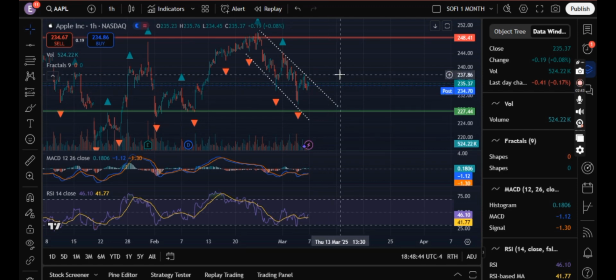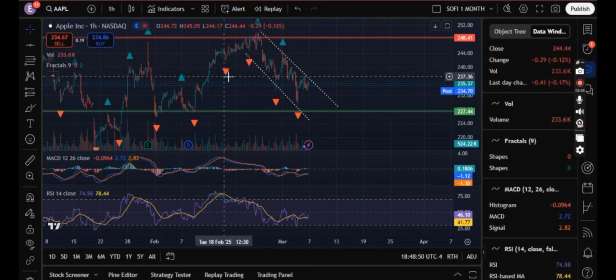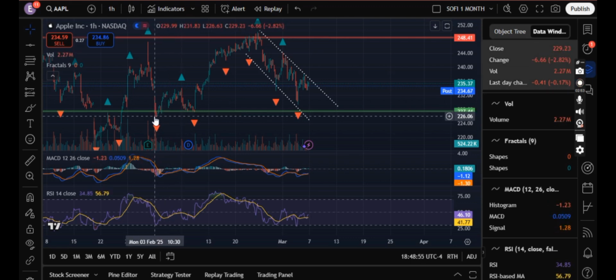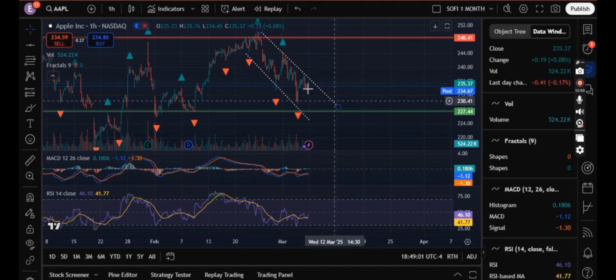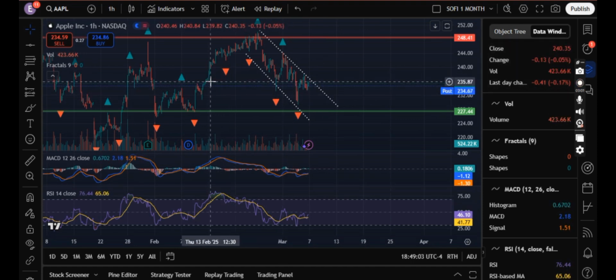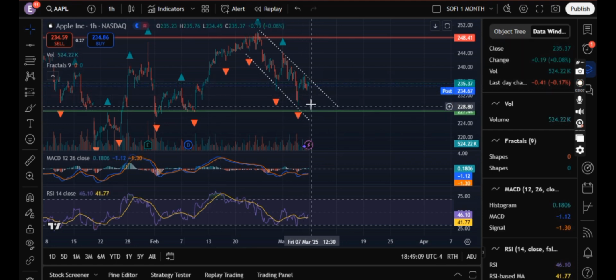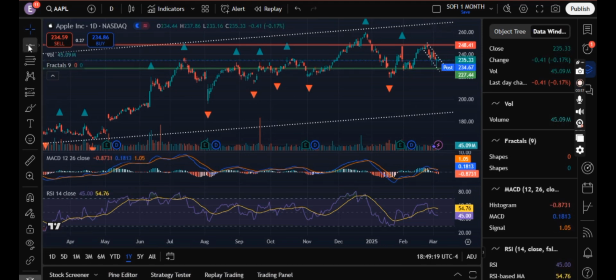So you want to put your support and resistance lines where you see the price touch multiple times. Touch multiple times, there is support and resistance. So around here, support and resistance. Let's zoom out a bit and see what other support and resistance lines we can put in.